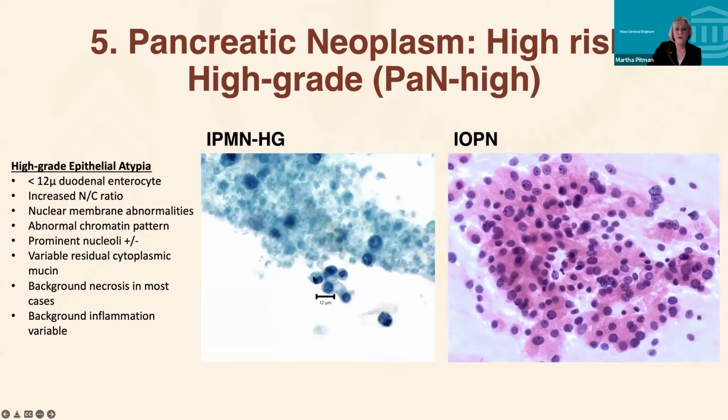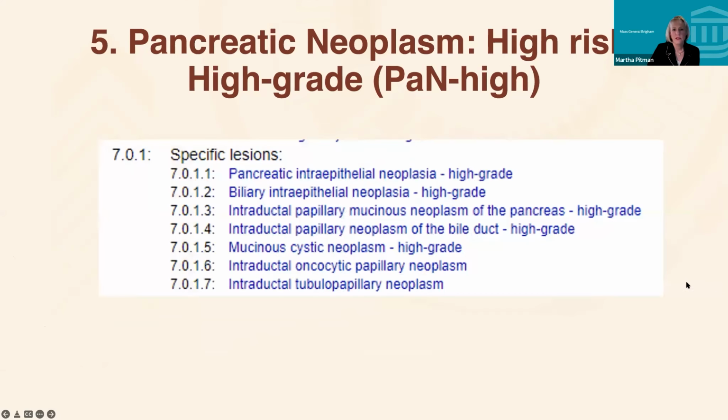So the high-grade epithelial atypia in a pancreatic cyst, these small high NC ratio cells, background necrosis, and also included in this category is the IOPN, intraductal oncocytic papillary neoplasm, very distinctive by its granular eosinophilic cytoplasm, oncocytic type cytoplasm. Here are the lesions listed in the WHO.